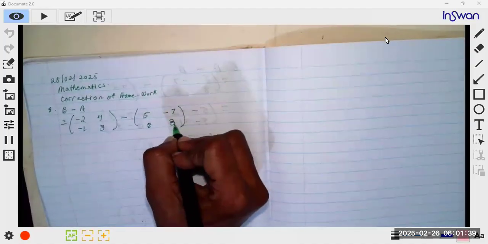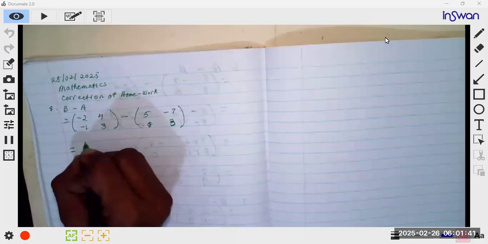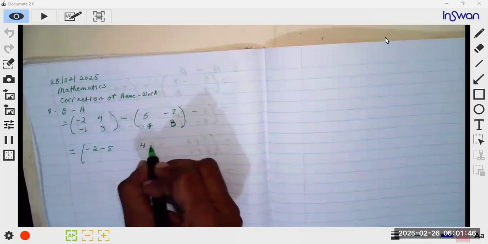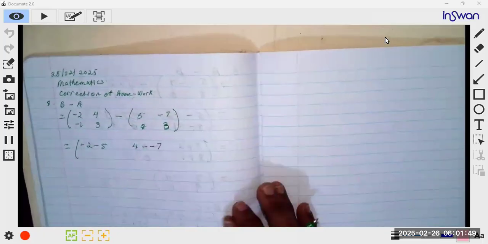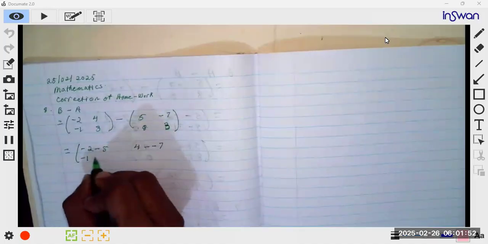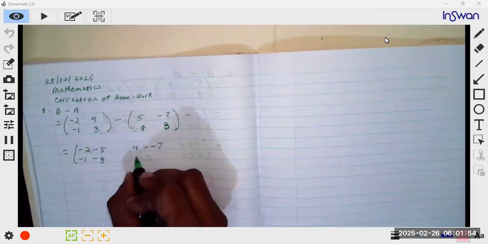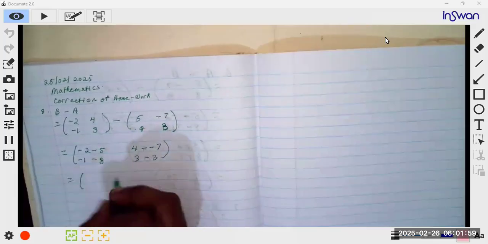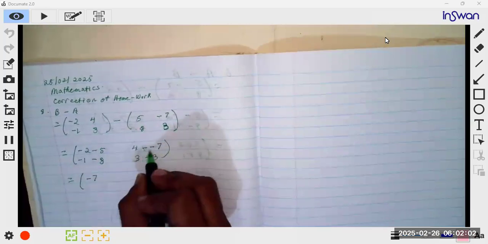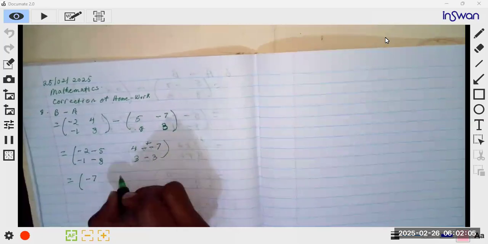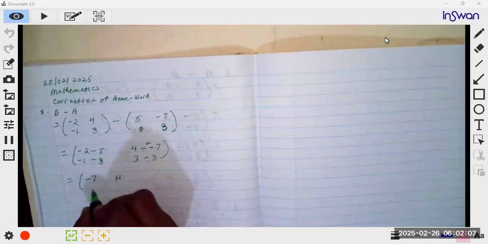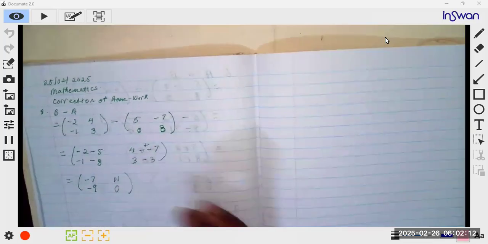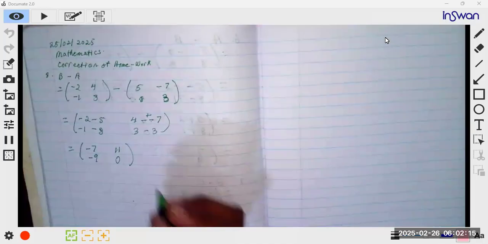All right, so let's continue from there. This will be -2 minus 5, 4 minus -7, -1 minus 8, and 3 take away 3. So -2 minus 5 will be -7. Negative and negative is a positive, so 4 plus 7 is 11. -1 minus 8 gives us -9, and 3 take away 3 is 0. So that's question number 8.